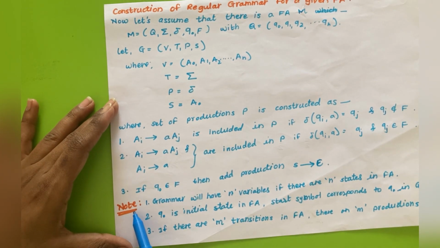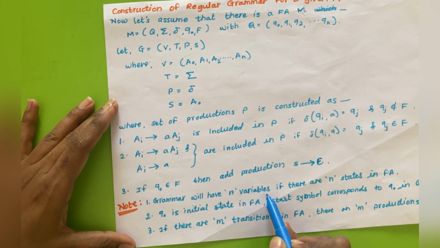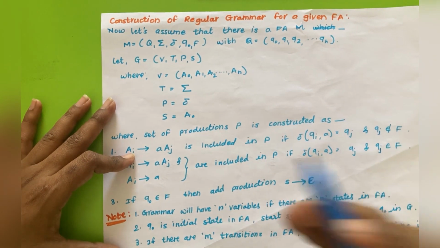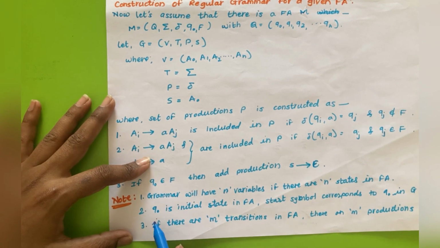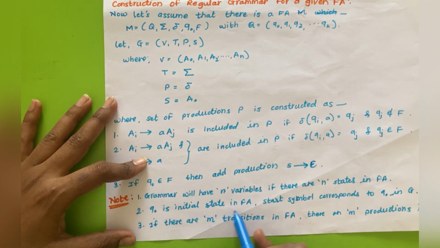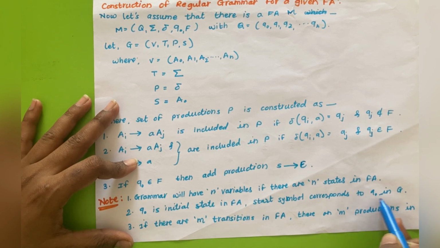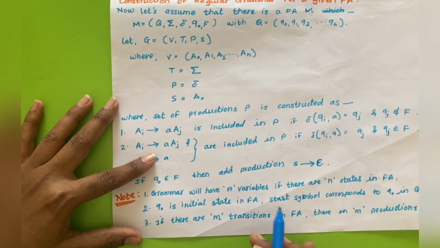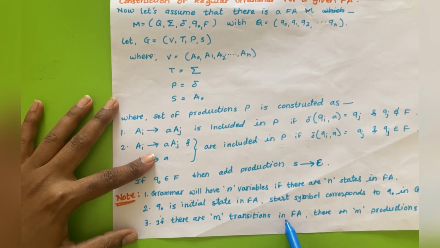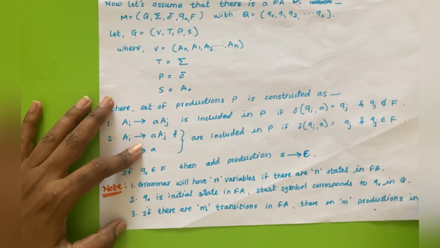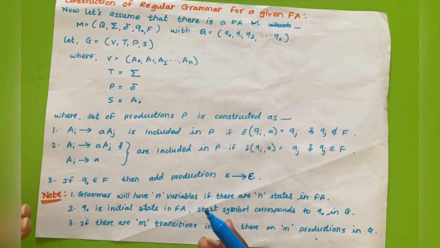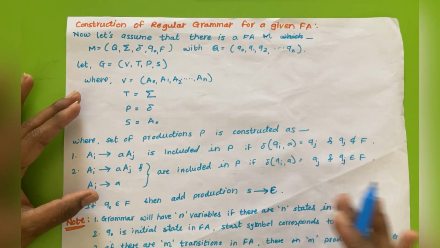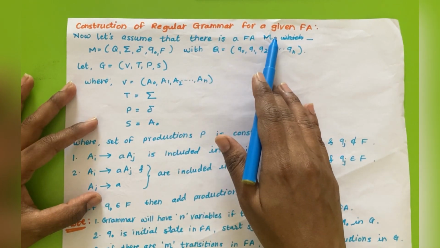Now we have some notes here. First, the grammar will have n variables if we have n states in the finite automata. Means if a given finite automata has n states, then the resultant grammar will have n variables. If Q0 is the initial state in FA, then the start symbol corresponds to Q0 in G. Means the start symbol of the grammar corresponds to the initial state of the finite automata. As we have discussed earlier, if there are m transitions in the finite automata, then there could be m productions in the resultant grammar. Means the number of transitions in the given finite automata decides the number of productions in the resultant grammar. So that was related to the rules and the method of construction of a regular grammar from a given finite automata.